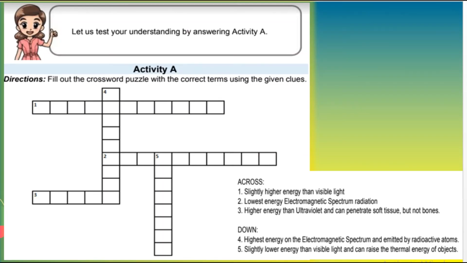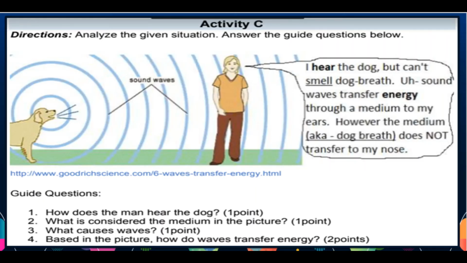Now, let us test your understanding by answering Activity A of this learning competency. Write on your paper LC2 Activity A. Follow the directions. Fill out the crossword puzzle with the correct terms using the given clues. Write LC2 Activity C, directions, analyze the given situation, and answer the guide questions that follow.